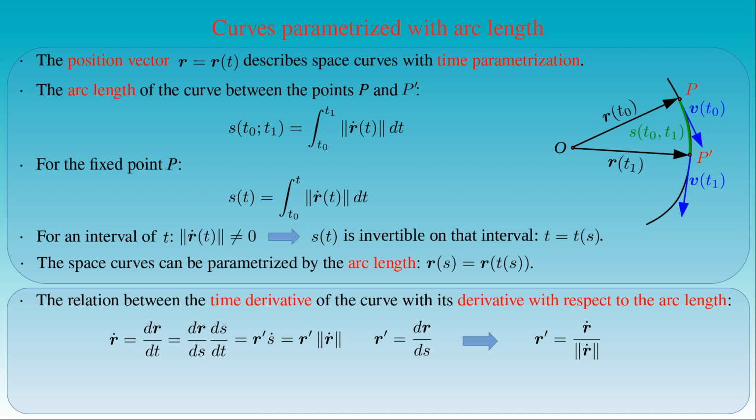We also see that the derivative of the position vector with respect to the arc length has a unit length, that is, it is the unit tangent to the curve. The second-order time derivative of the position vector is just the derivative of r dot, which is r prime times s dot. If we apply the Leibniz rule for differentiation of the product in the parenthesis, we obtain two terms. The time derivative of r prime times s dot, plus r prime times s double dot.